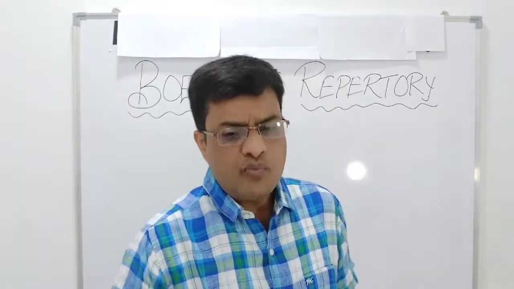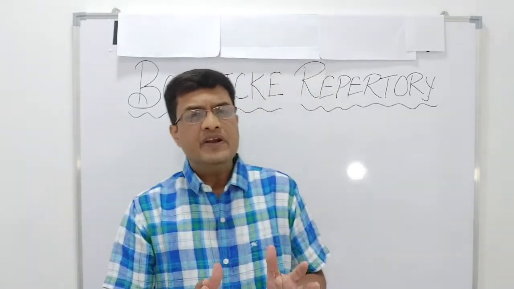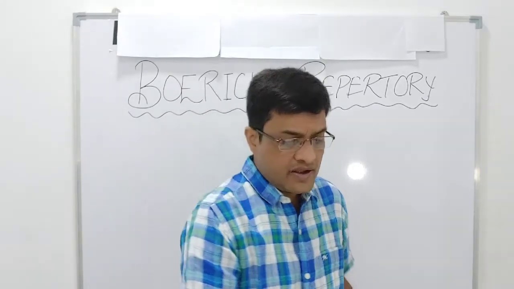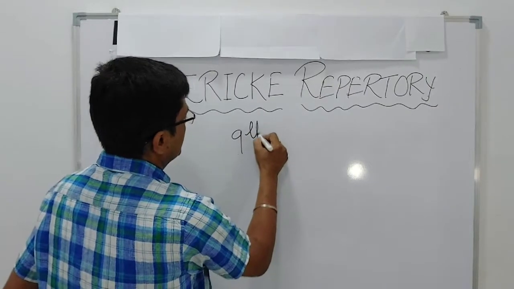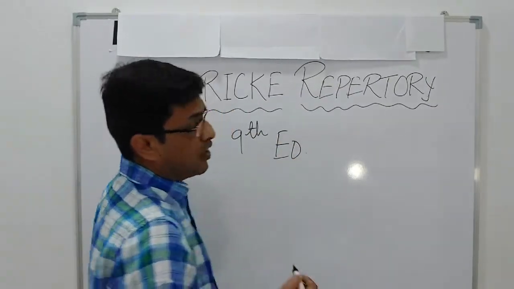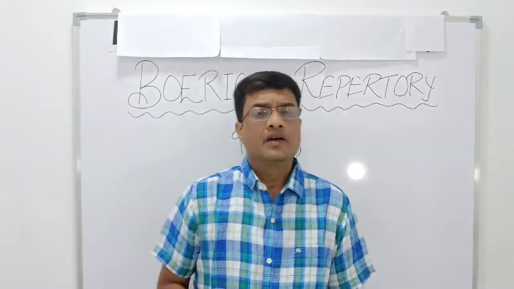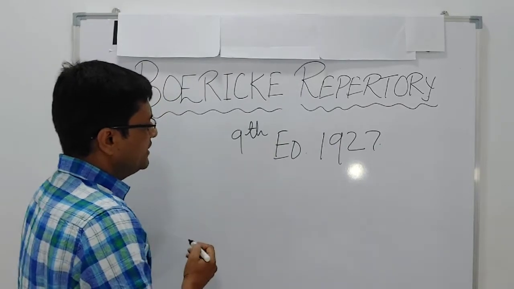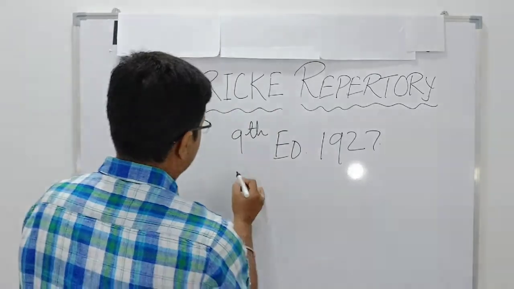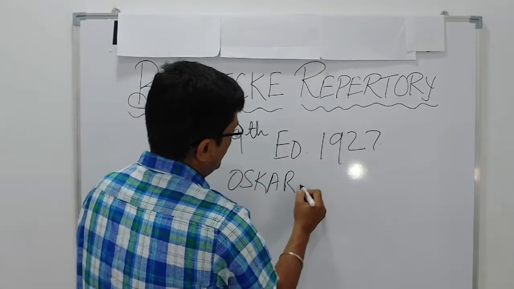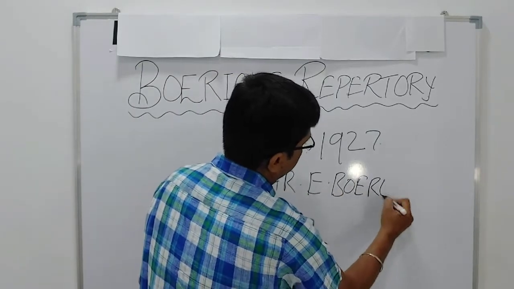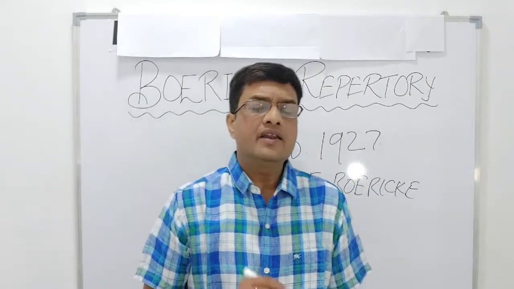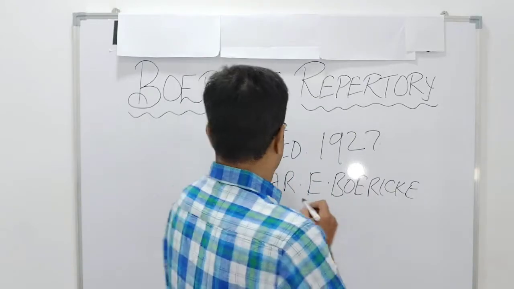A very important feature of this repertory is that the Materia Medica was existing previously and the repertory part came in the ninth edition of Pocket Book of Homeopathic Materia Medica in 1927, edited by Oscar E. Boericke.